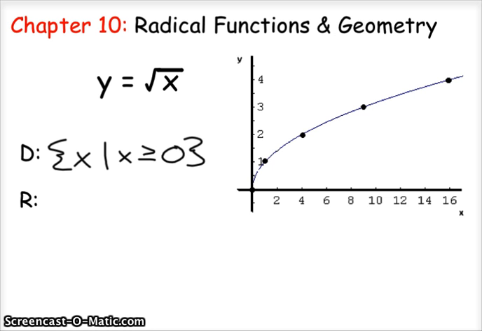Now my range in this case is actually the exact same, because if I can only put in positive numbers for my x, I'm only going to get out positive y values. So the range is going to be all y's such that y is greater than or equal to 0. So that's my parent function, my basis, my foundation for this section: y equals the square root of x, with my domain being greater than or equal to 0, and the range also being all y's greater than or equal to 0.